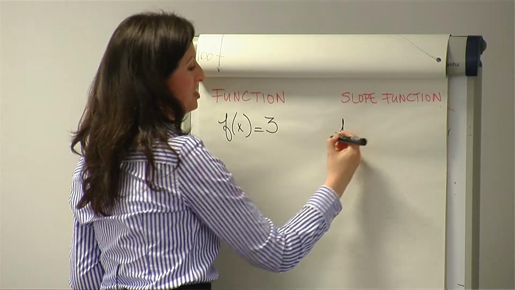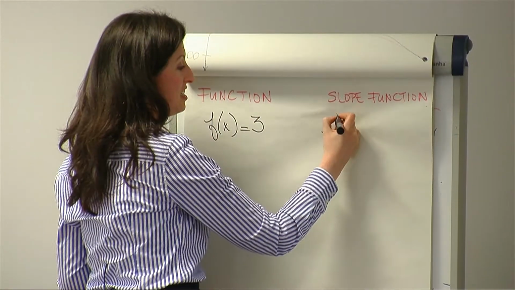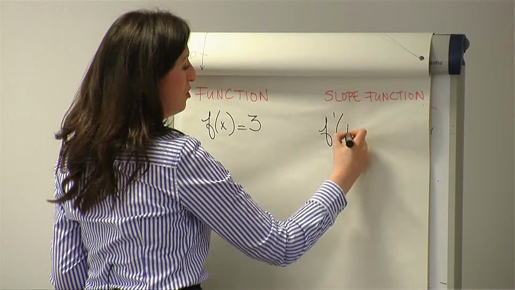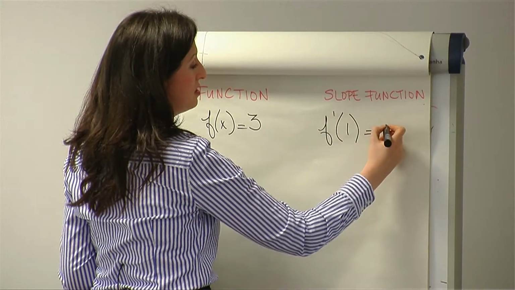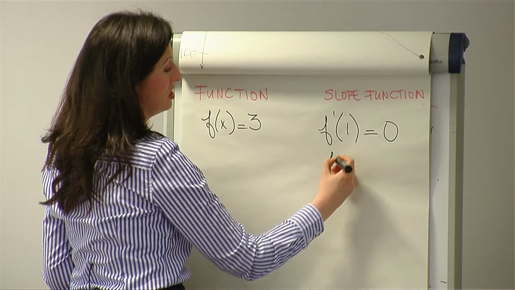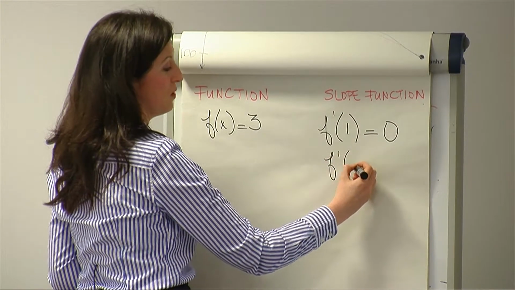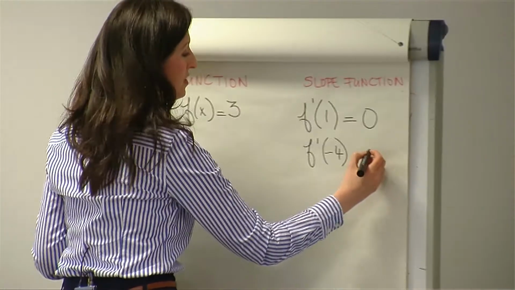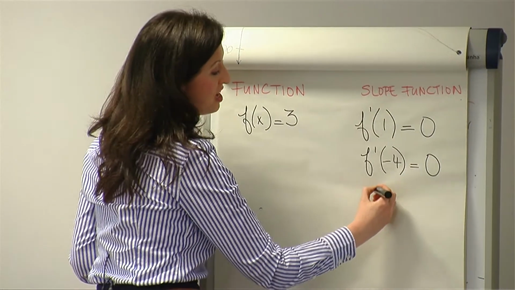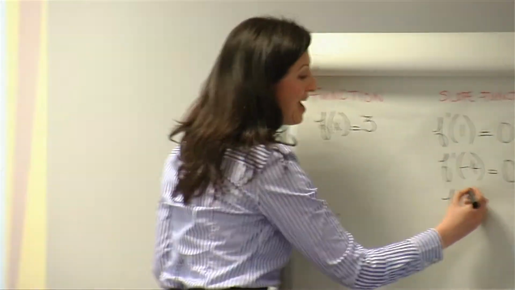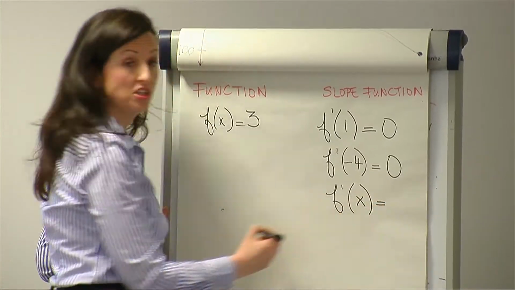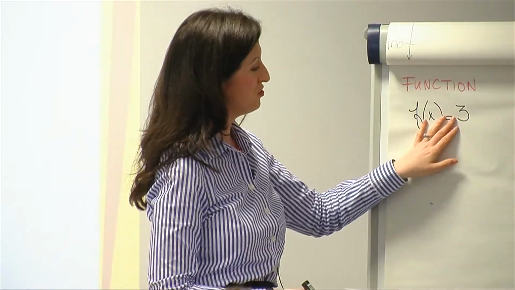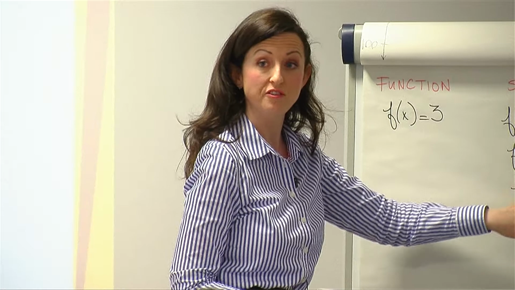How I check that, if I'm looking for the rate of change at an instantaneous point, it's f dash. When we looked at it at the point of 1, we saw that the slope was 0. If we looked at the instantaneous rate of change at the point x equals minus 4, we saw it was also 0. And actually what's true is, if we looked at the instantaneous rate of change at any point along that line, they'd all be 0. So if my original function is 3, f dash of x, the derivative, equals 0.